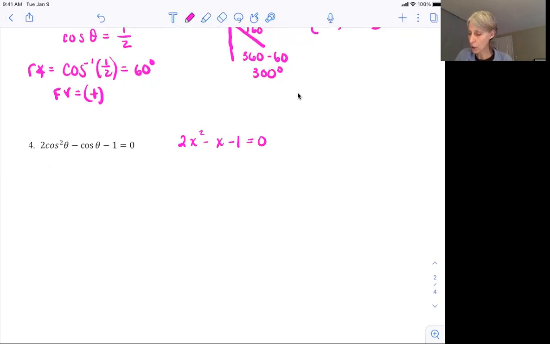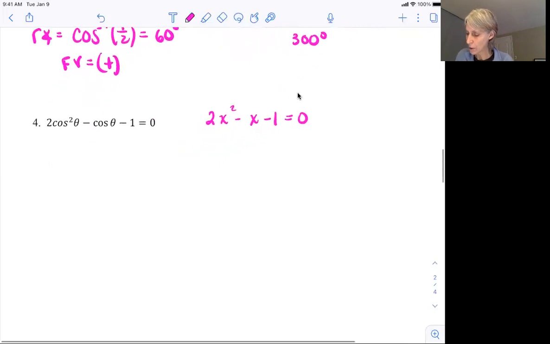This happens to be a tricky trinomial, so we're going to have to do a little work here to factor this. Last year, when you were solving trig equations, your teacher may have had you rewrite them with the x. Okay. I'm not necessarily a fan of that, but if you need to do it that way, that's absolutely fine. I just keep my trig function and factor it that way.